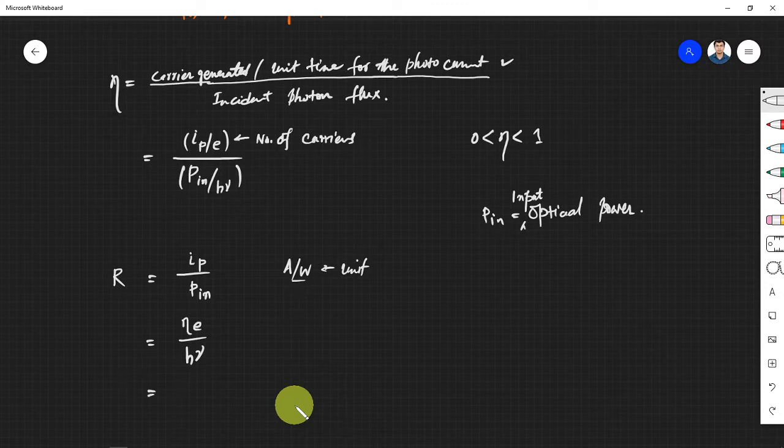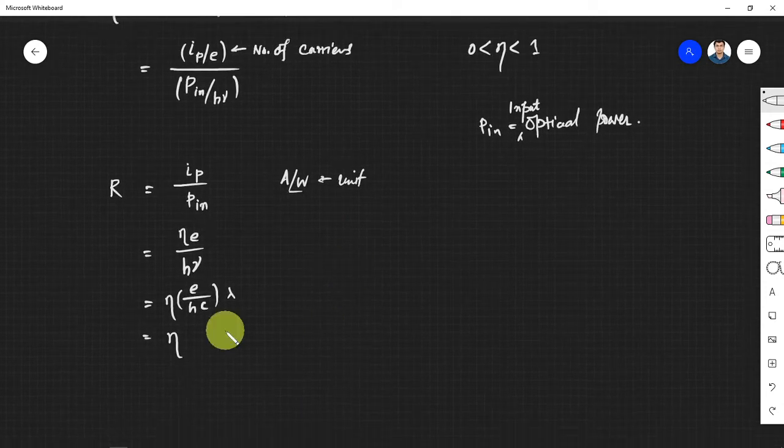If you rearrange this, a very popular way of writing it is E by hc. We are splitting nu equal to c by lambda, and now we can write this E over hc as 1240, wherein if you put lambda in nanometers, you can simplify and calculate the responsivity of a device easily if you know the eta, or the efficiency of the device, and the incident photon wavelength.